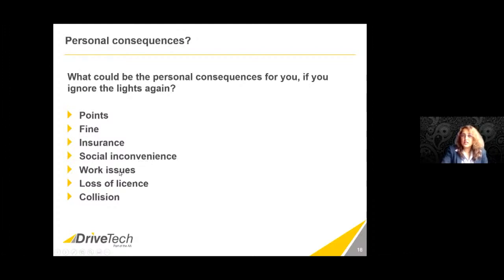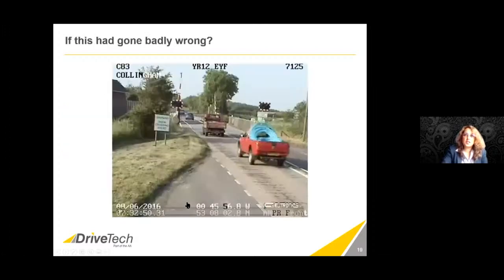It can affect your work if you have points and a fine on your license. Some companies require a clean license. Loss of license can lead to financial issues, also loss of freedom, loss of independence, and the ultimate is a collision. Now, again, like I like to put forward on this course, if you take a risk against a train, the train is going to win every single time. And if you do survive, you're going to be looking at life-changing injuries after a collision like that.